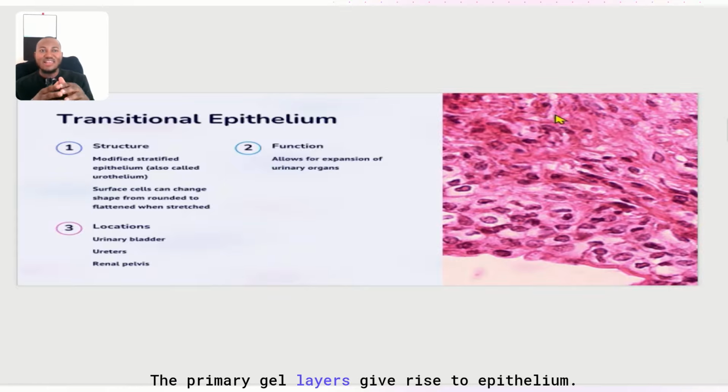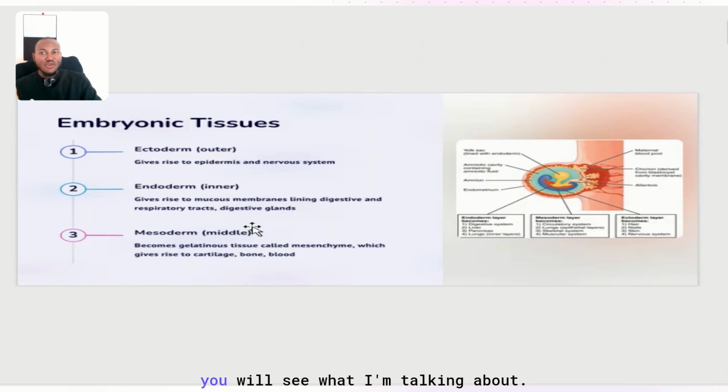The primary germ layers give rise to epithelium. If you look at it properly, you will see what I'm talking about. Ectoderm, that's outer: epidermis, nervous system. Endoderm, that's respiratory, digestive. Mesoderm, middle: mesenchyme, which gives rise to cartilage, blood, and the bone. Just remember that, all right?